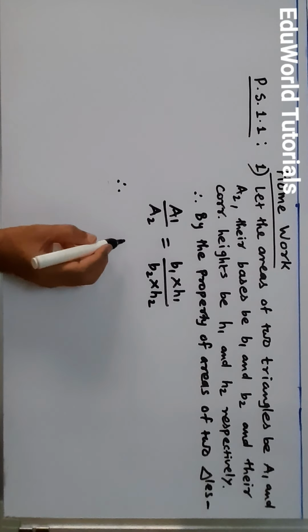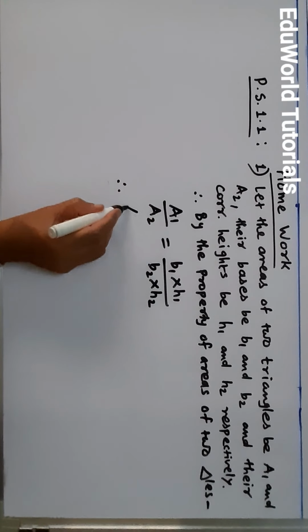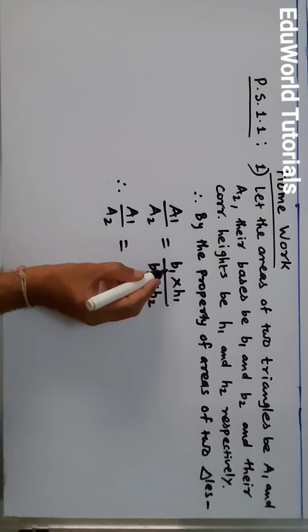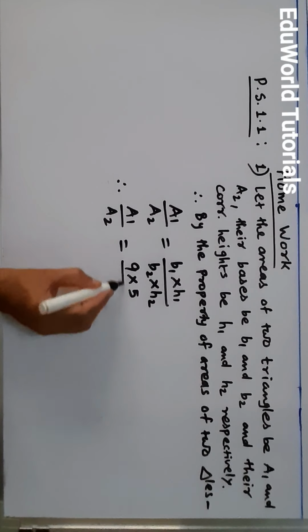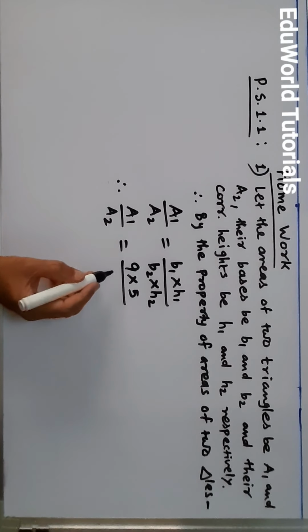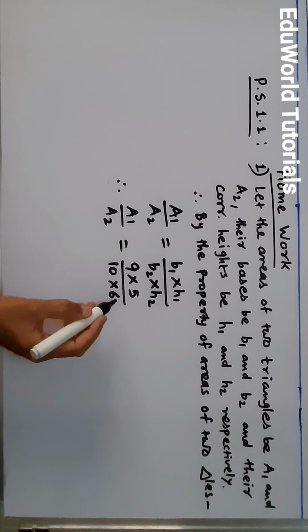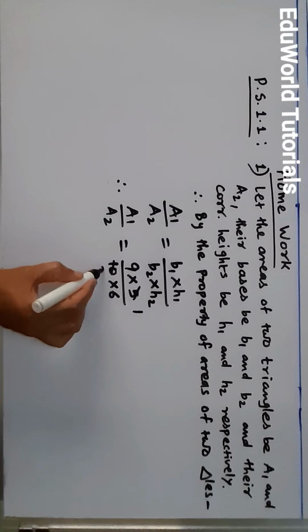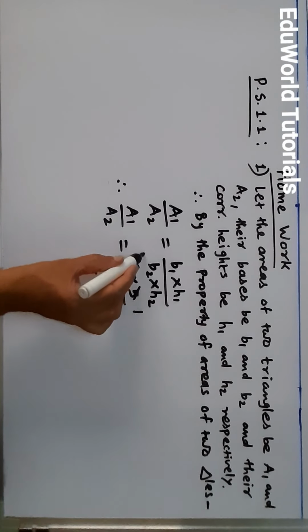Now we have to find the ratio of the areas, they have said, right? So A1 upon A2 we have to find. So we write A1 upon A2 as it is. We are given base 1 is 9 and height 5. So 9 multiplied by 5, and for the other triangle the base is 10 and height is 6. So B2 is 10 and H2 is 6. Now we have to simply cancel. 5 1s are 5, 5 2s are 10, 3 2s are 6, 3 3s are 9.